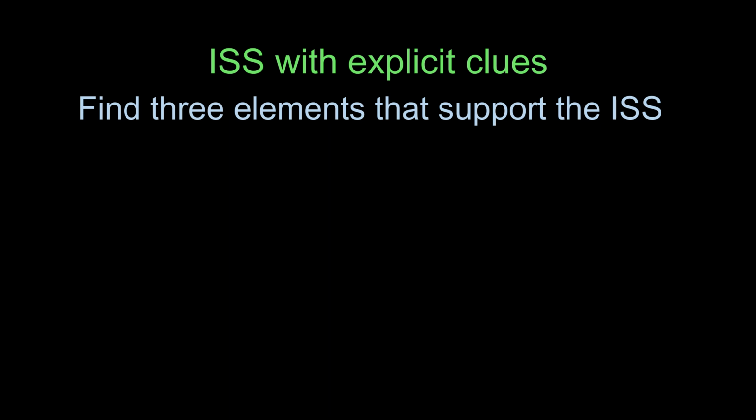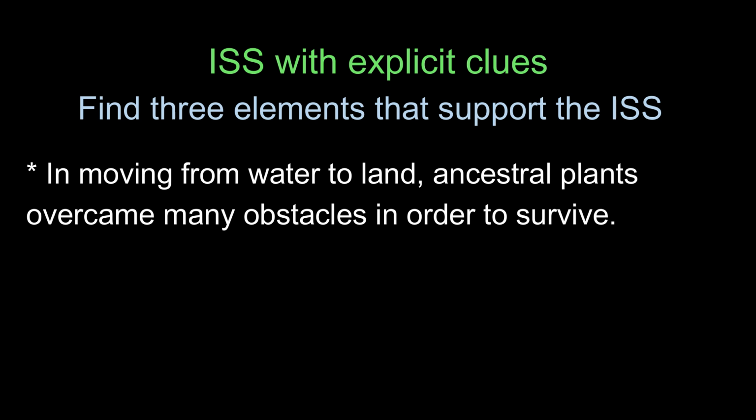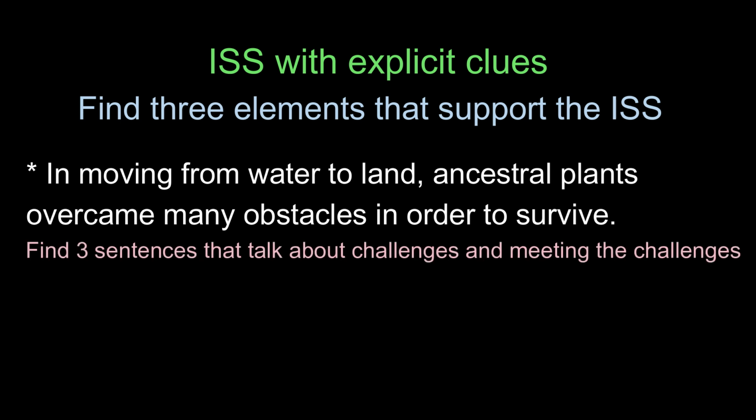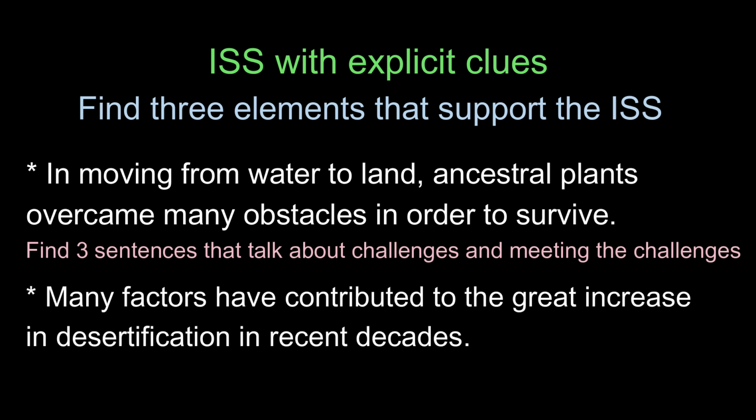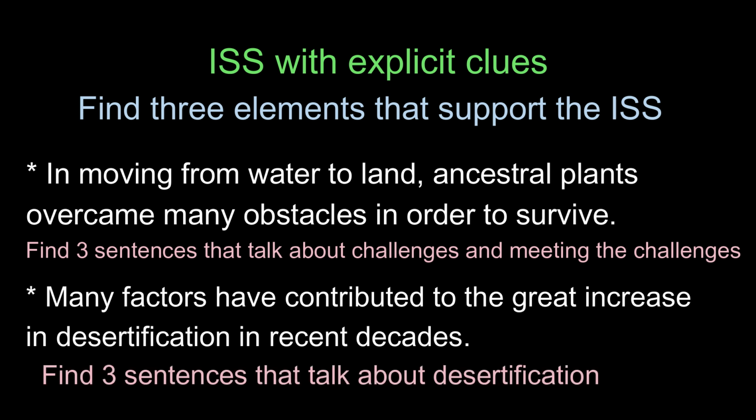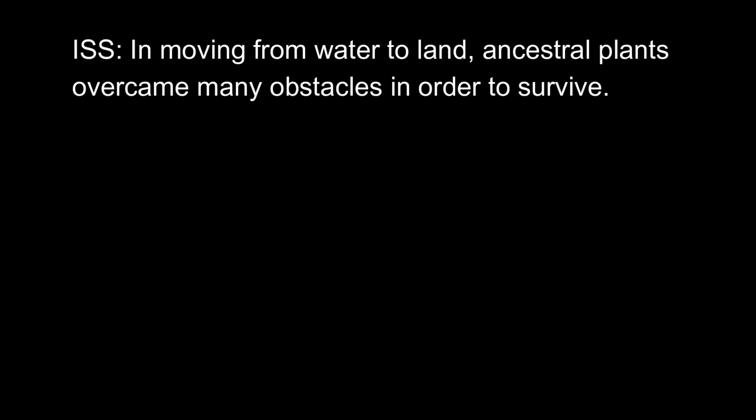These are examples. In moving from water to land, ancestral plants overcame many obstacles in order to survive. For this sentence, all you need to do is to find 3 factors that relate to challenges and overcoming the challenges. This is another example of this type. Many factors have contributed to the increase in desertification in recent decades. For this sentence, all you need to do is to find 3 factors that caused desertification. You should be able to find all 3 choices without reading the passage. Let's look at this question.